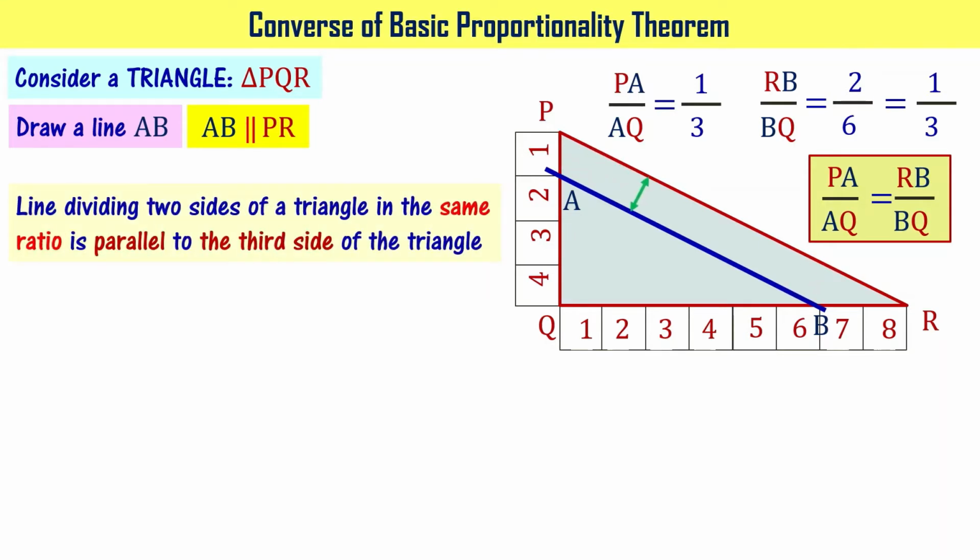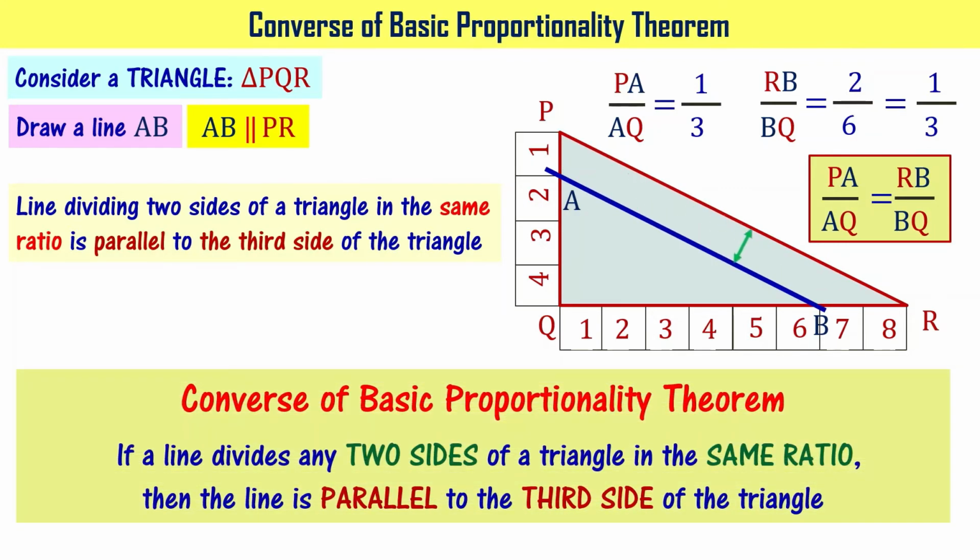Now what we can say is a line dividing two sides of a triangle in the same ratio is parallel to the third side of the triangle. Please note this point. This is exactly what is called the converse of basic proportionality. It is stated as follows. If a line divides any two sides of a triangle in the same ratio, then the line is parallel to the third side of the triangle. Please note this.